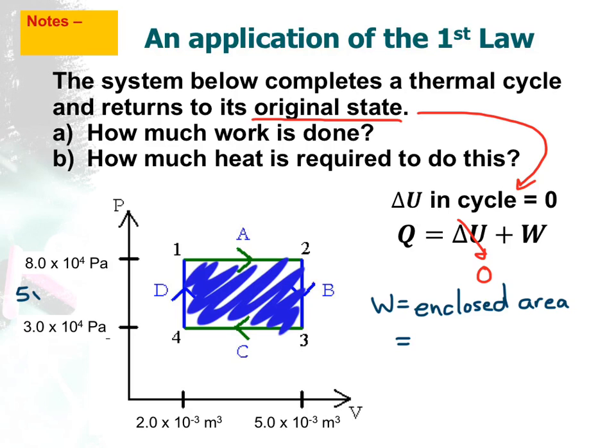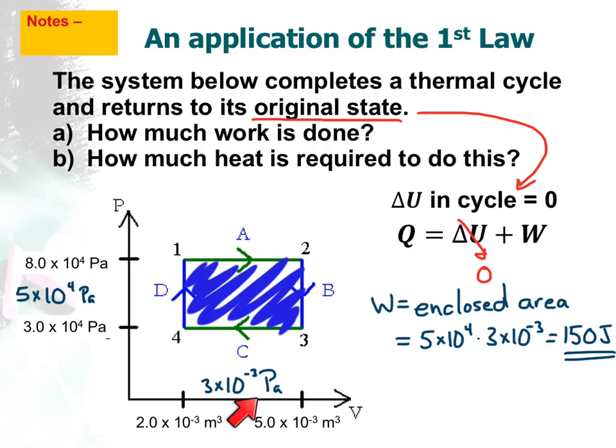Well, let's calculate what that is. We know that this difference in pressure is 5 times 10 to the 4 Pascal. It's the difference of volume is 3 times 10 to the negative 3 cubic meters. Get my units right. And when I multiply those two numbers together, I end up with 150 joules. So, over the entire cycle, this has done 150 joules of work.